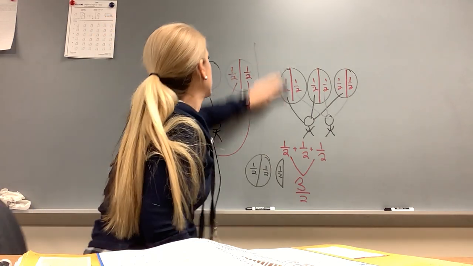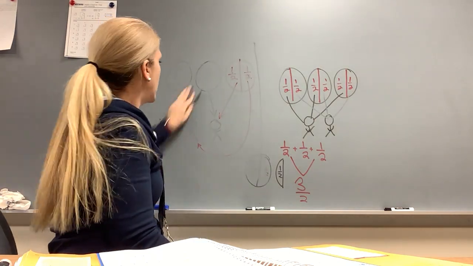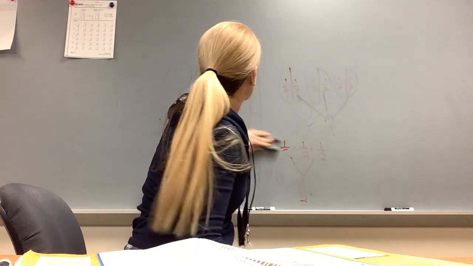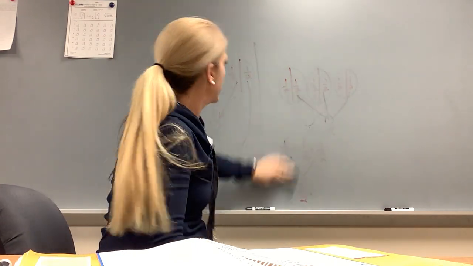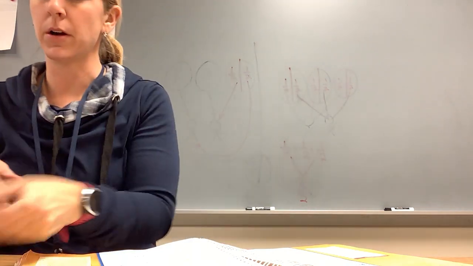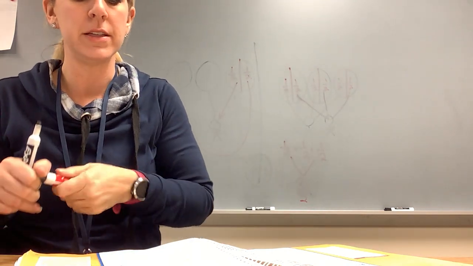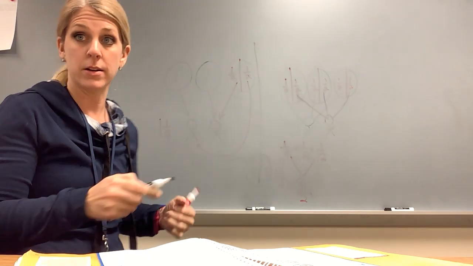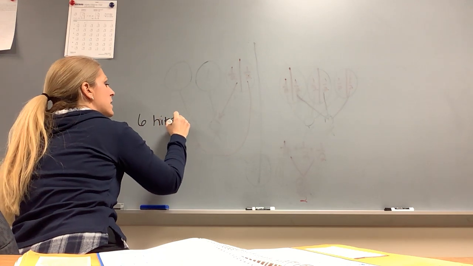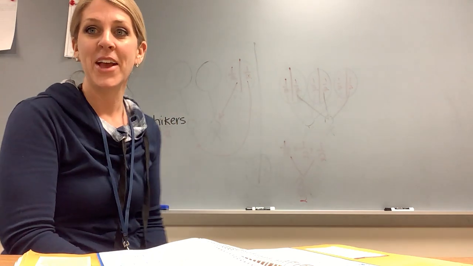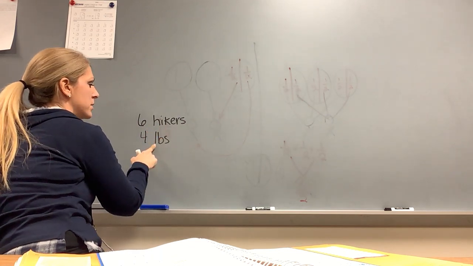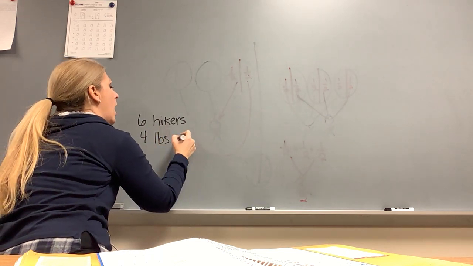Let's get rid of this. Let's try another opportunity to share some things. How about this time, get my markers ready here. How about this time we have 6 hikers? Make some notes. We have 6 hikers going out on a trail, and they're going to bring with them 4 pounds, LBS is the abbreviation for pounds, of trail mix.